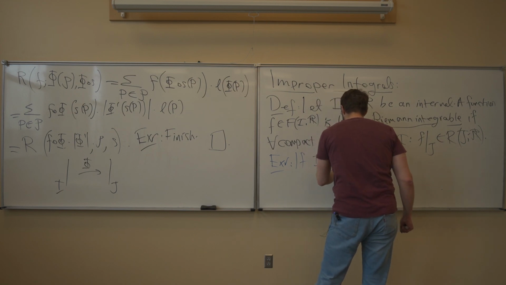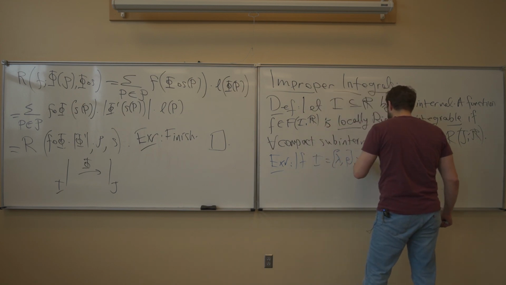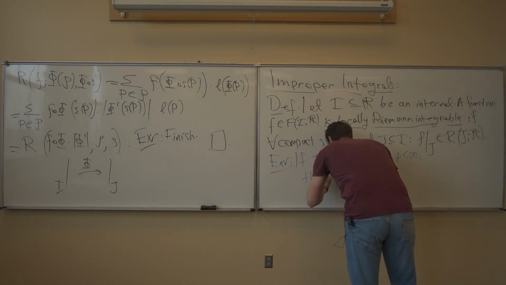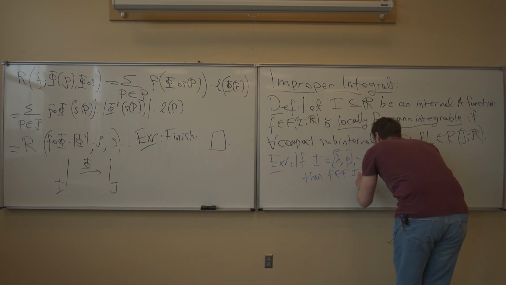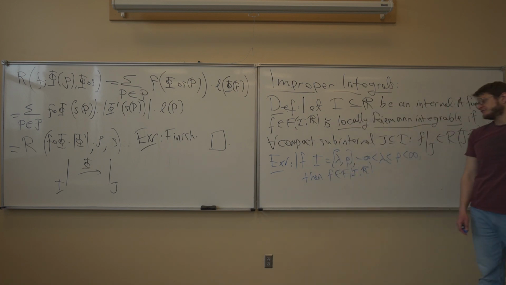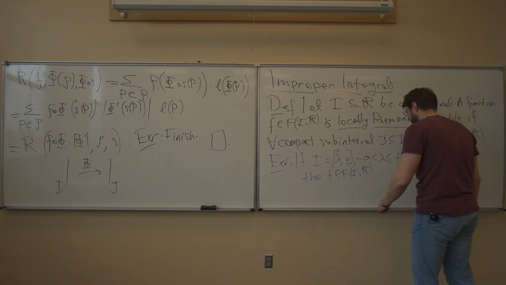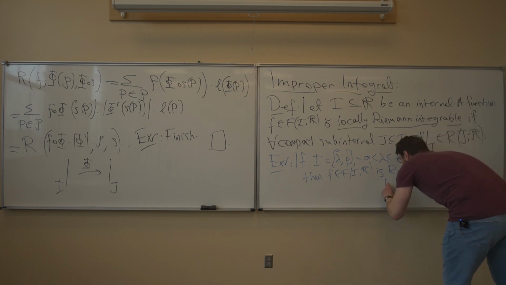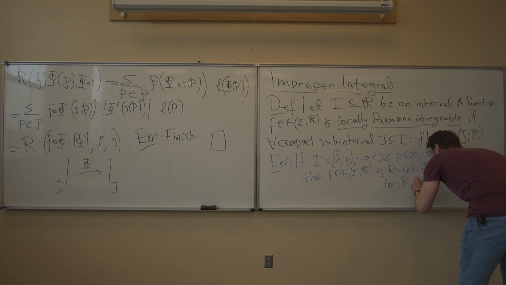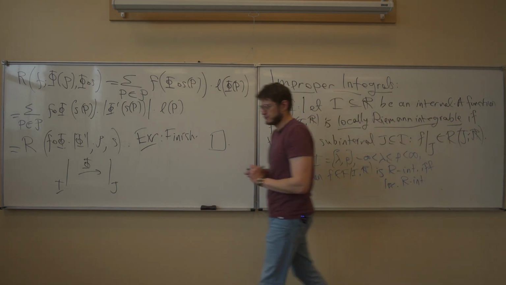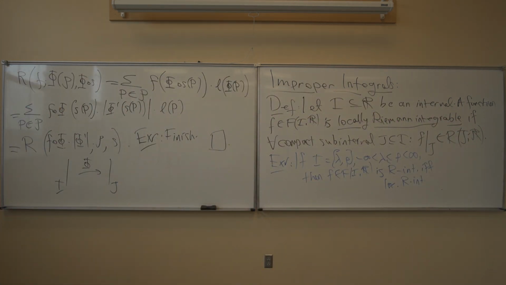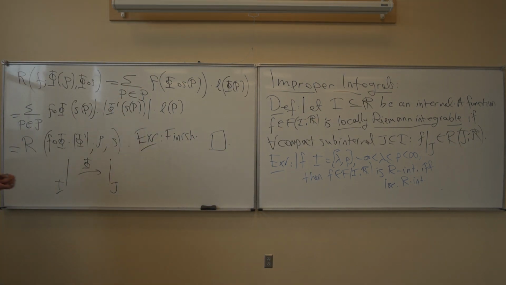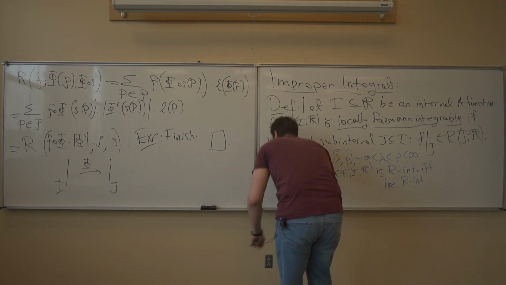If I is of the form lambda to rho, then f on I is Riemann integrable if and only if it is locally Riemann integrable. And let me denote the set of all locally Riemann integrable functions R sub loc of I comma R. So let me write it here.